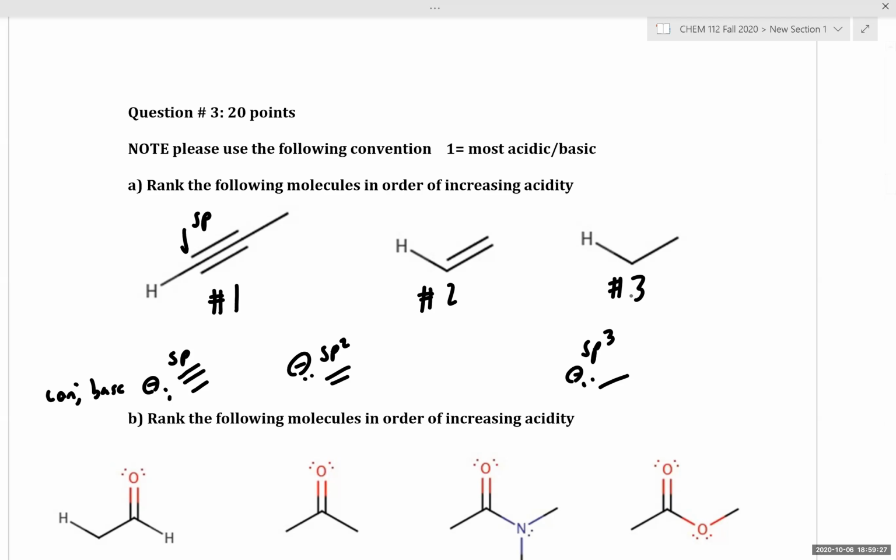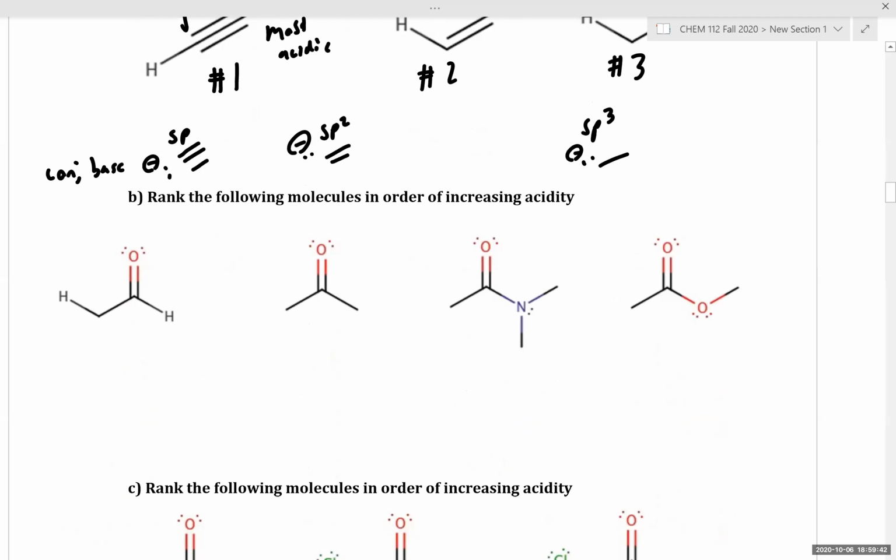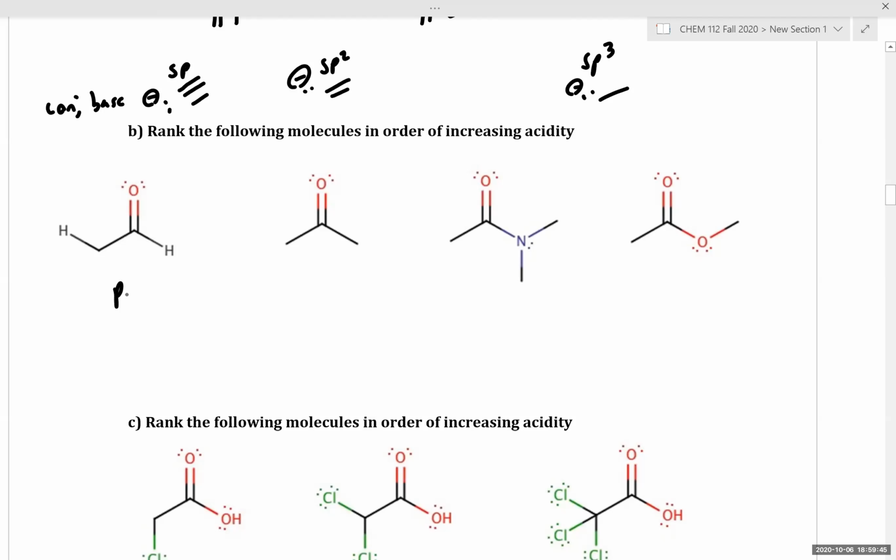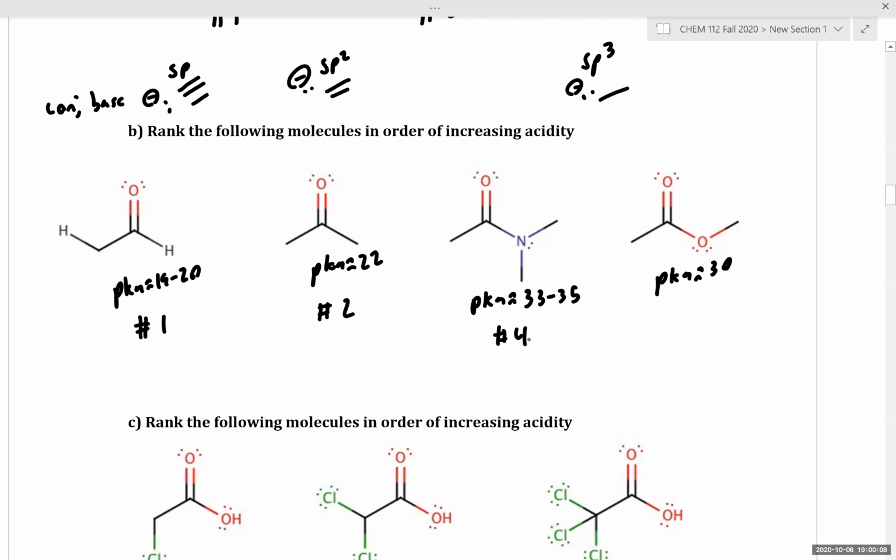Does this make sense? The alkyne is the most acidic. You don't actually need to explicitly know the pKa values. If you know the qualitative rules, you can get this general hierarchy. Looking at this next example, an aldehyde has a pKa of around 19 to 20, while a ketone has a pKa of around 22. So our aldehydes are most acidic, followed by our ketone. An ester has a pKa of approximately 30, while an amide has a pKa of about 33 to 35. So it would be our least acidic.